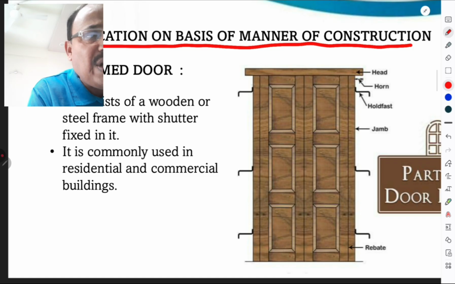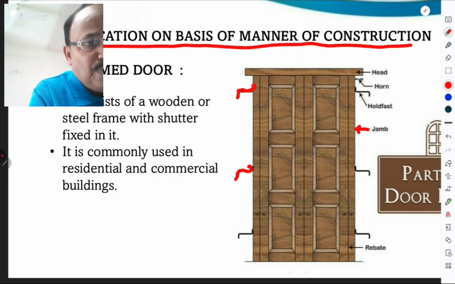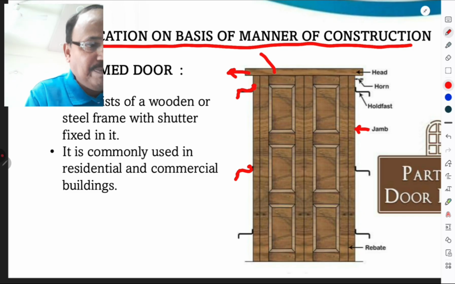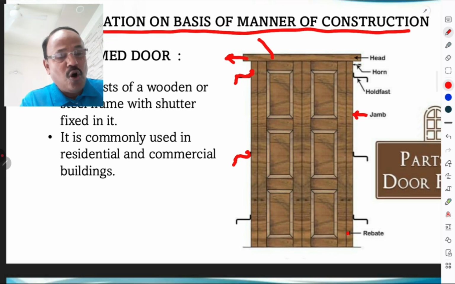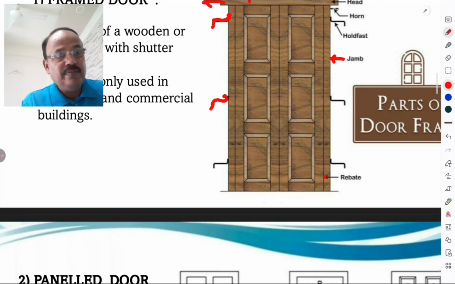So these are the holdfasts which are fitted in the masonry to grip the door. Then this vertical part is called a jamb. Then this is the horn. This projection outside the door frame is called a horn. The top part is called the head. Then this part is called the rebate. So one must go through all these basic definitions and the names of the component parts of a framed door.